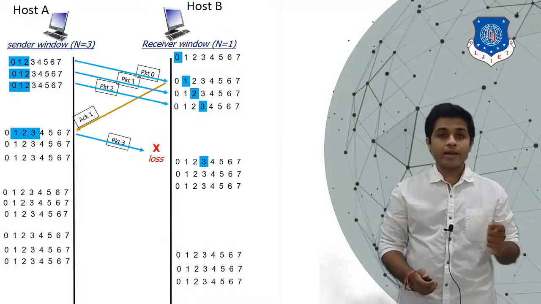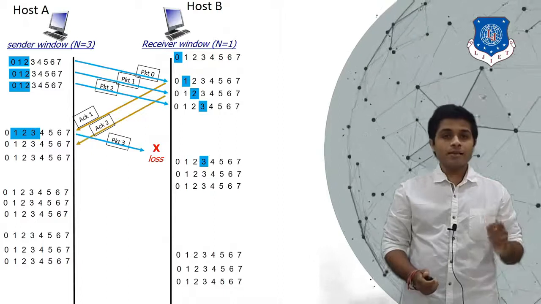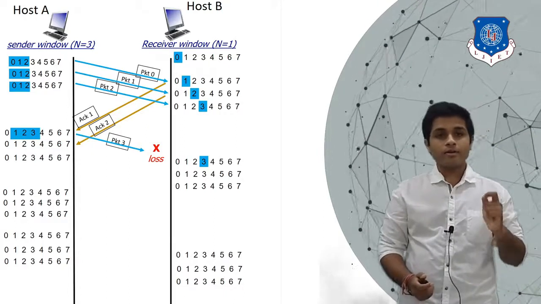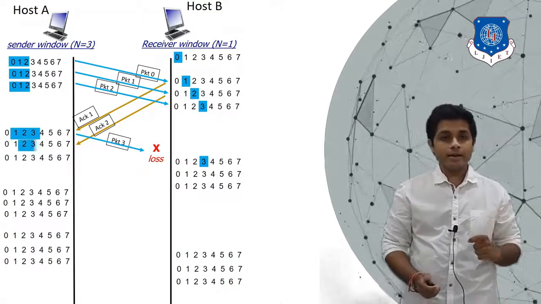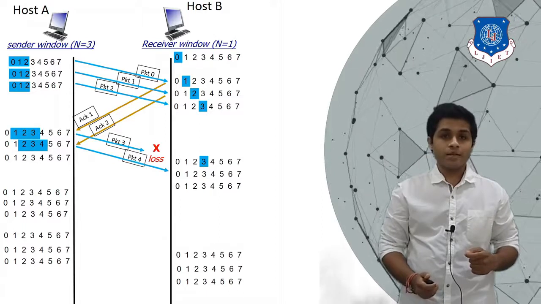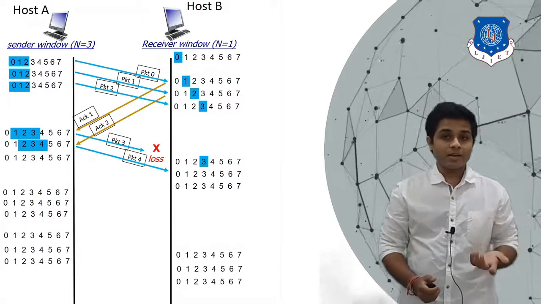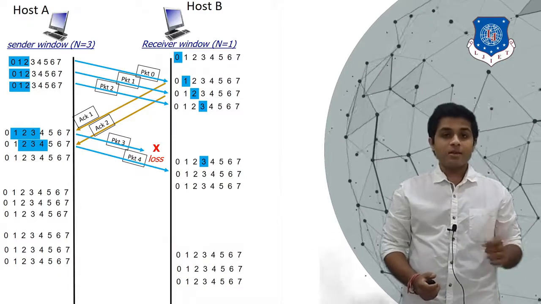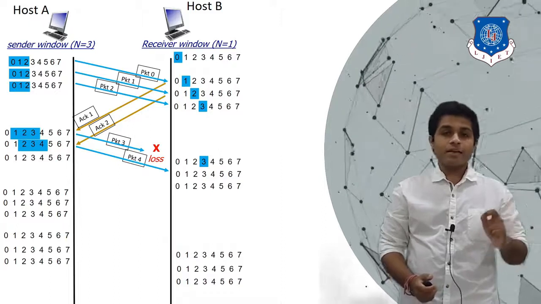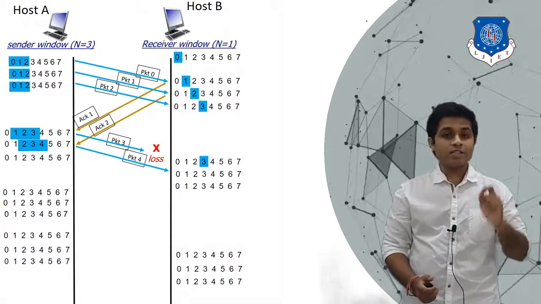So for packet 1, B will send acknowledgement 2 and as A receives acknowledgement 2, the window at the sender side will slide and A will send the next packet, which is packet 4. Now you can see that B is expecting what packet? Packet 3, right? But it is receiving which packet? Packet 4.